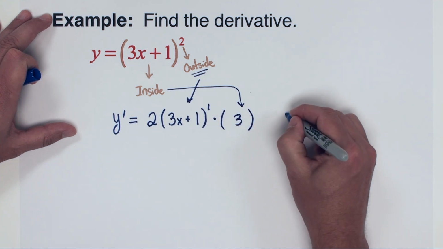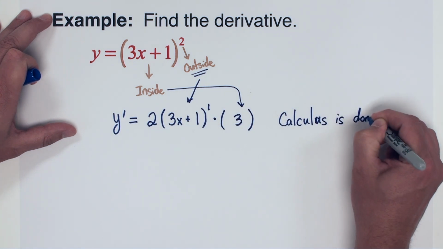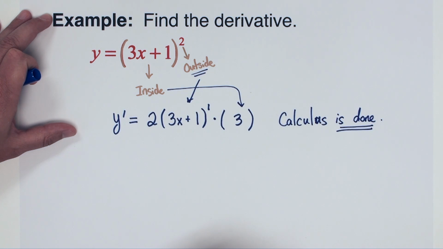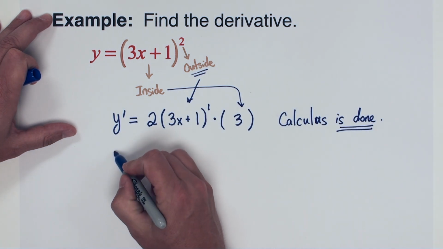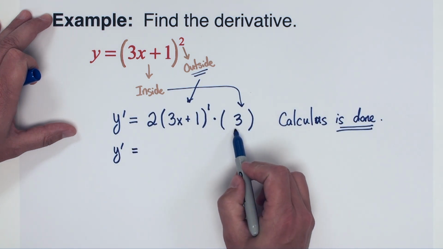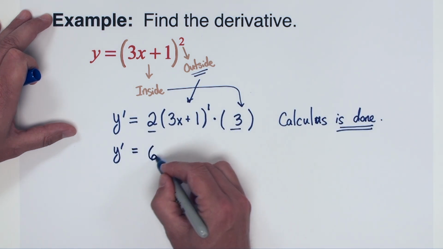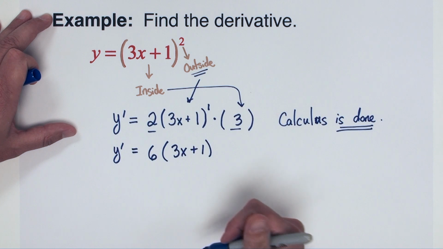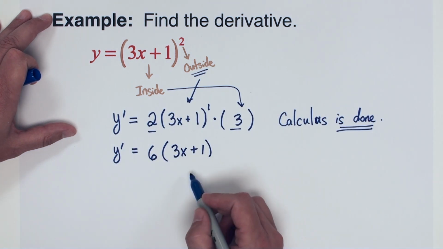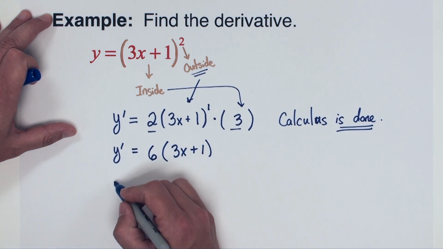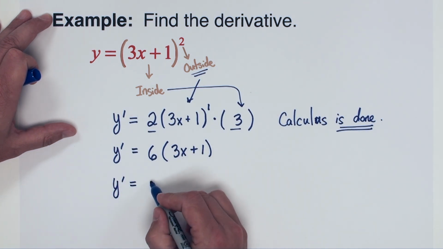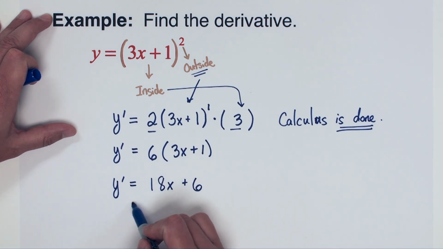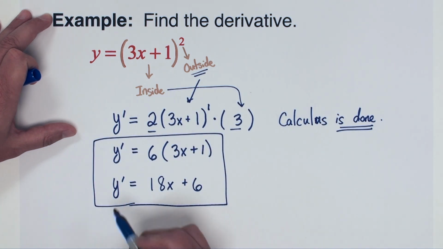From here, the calculus is done, right? We've done the derivative, that's complete. Now we're going to proceed to just some algebra to clean this up. And so cleaning this up, I'm going to take the 3 and the 2, I'm going to multiply those to give 6. I've got this quantity 3x plus 1. That's a first power. I can just drop that. I can leave this as it is if you want it in a factored form. If you don't want it in a factored form, you can of course distribute the 6 and get 18x plus 6. Either of these answers would be acceptable and just fine.